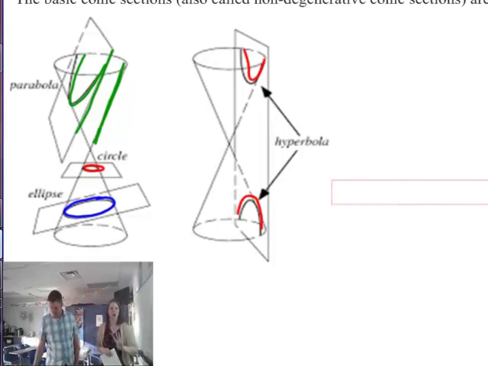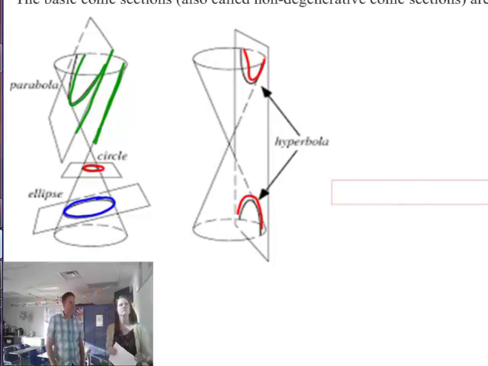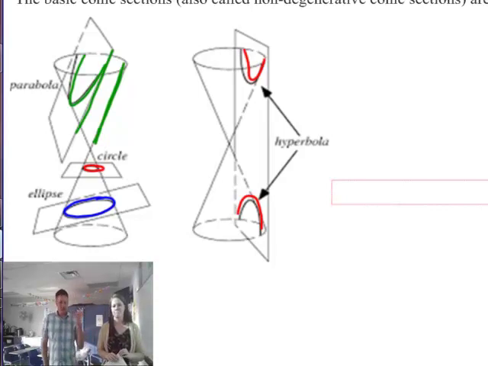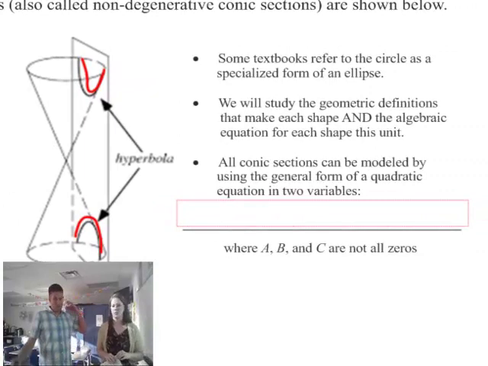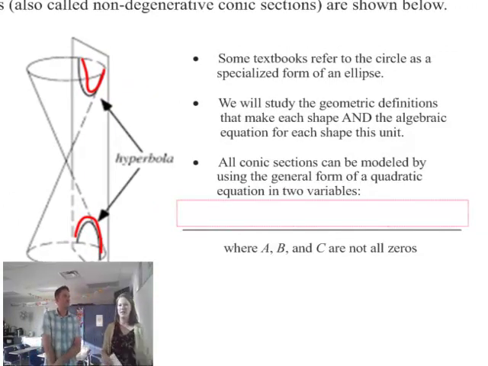Those are the four conic sections. Today is all about which one is which. What you need to realize about these is they can be expressed and generalized, and we can create their equations. What's funny is that all of them can be created by the same equation.